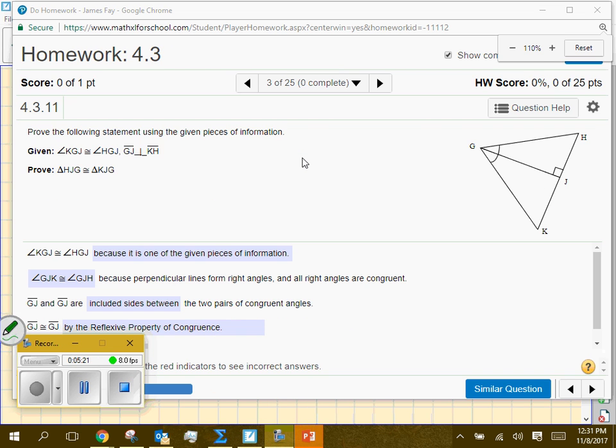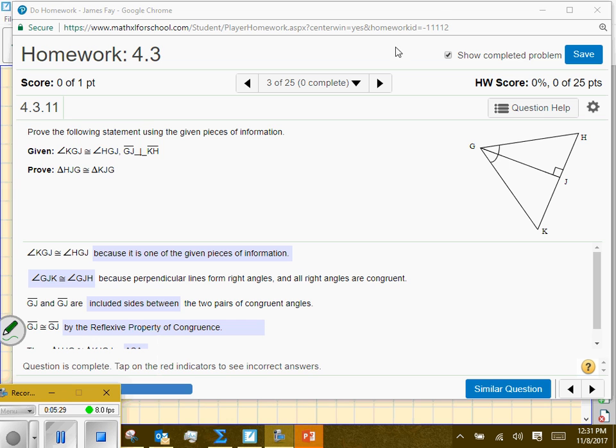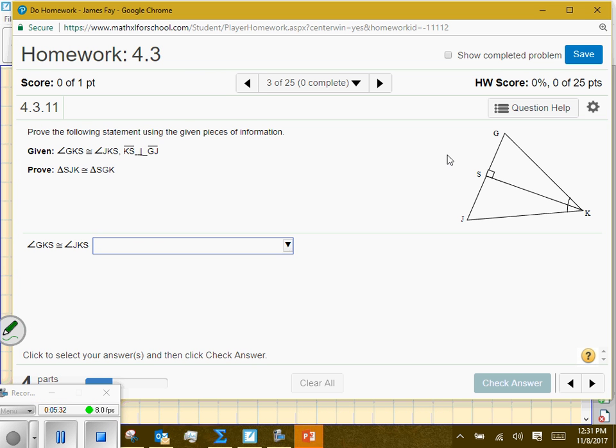All right, I like this one. All right, so 3, it's finished. Let me unfinish it.